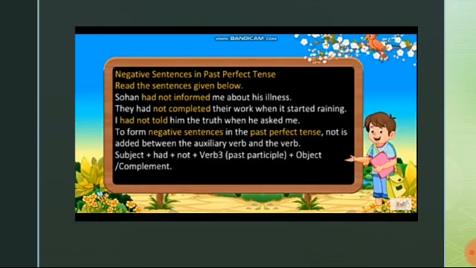Then next, negative sentences in past perfect tense. So whenever we are forming a negative sentence, the word not is used after the auxiliary verb had. You can see, Sohan had not informed me about his illness. They had not completed their work when it started raining. I had not told him the truth when he asked me. So here the verb form is subject plus had plus not plus past participle of the verb plus object or complement.